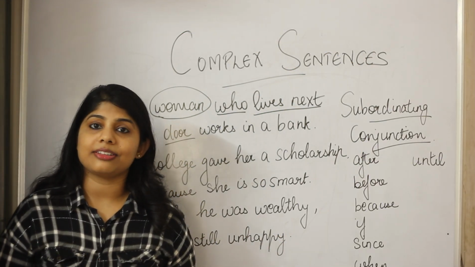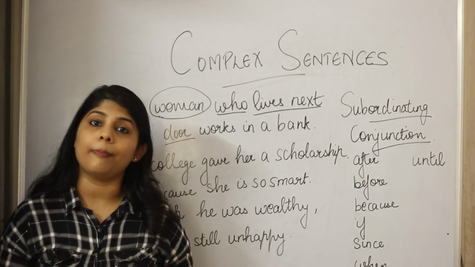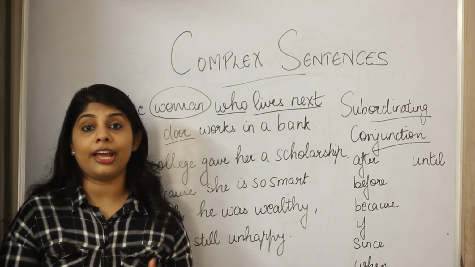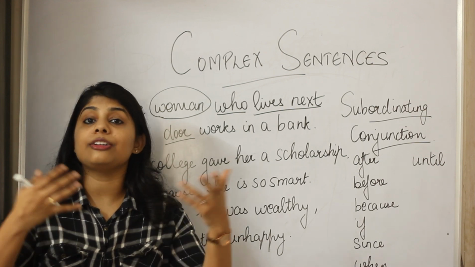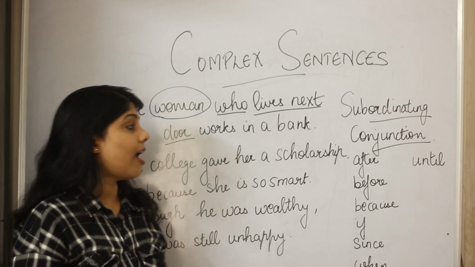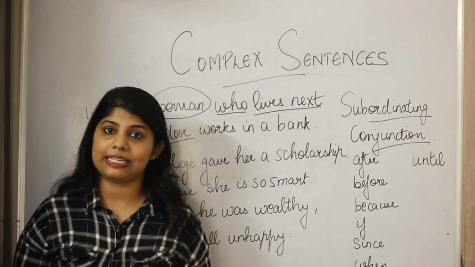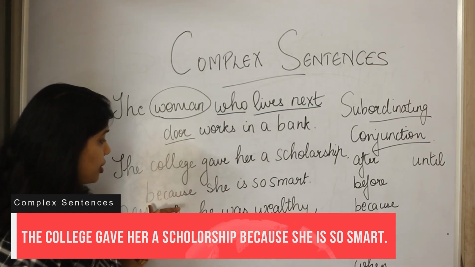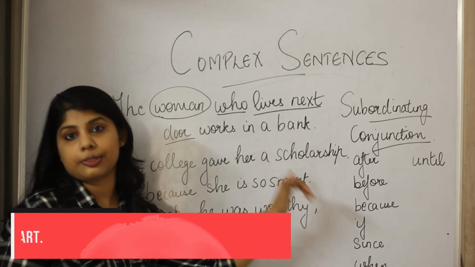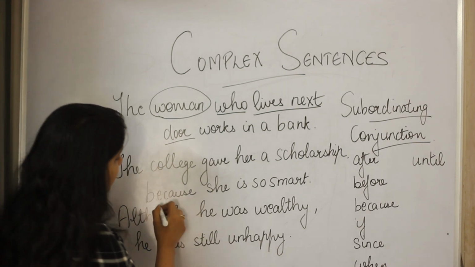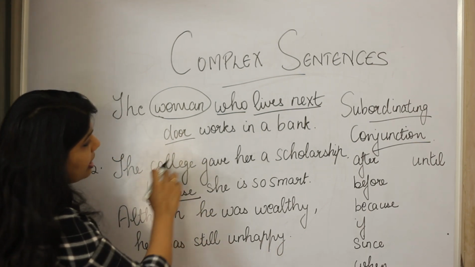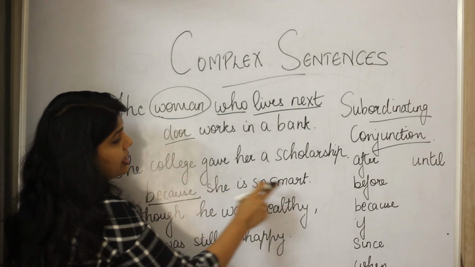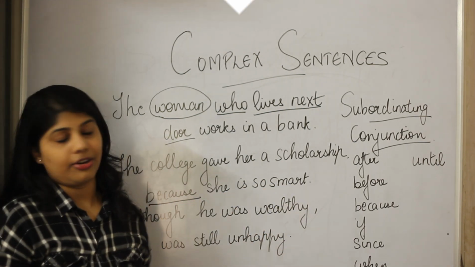The complex sentence is much more effective than a compound sentence as it helps to clearly identify the different relationship between the two parts of a sentence. Now let us understand this with the help of an example. The college gave her a scholarship because she is so smart. Here the subordinating conjunction is because. The college gave her a scholarship, that is the independent clause. Because she is so smart is the dependent clause.